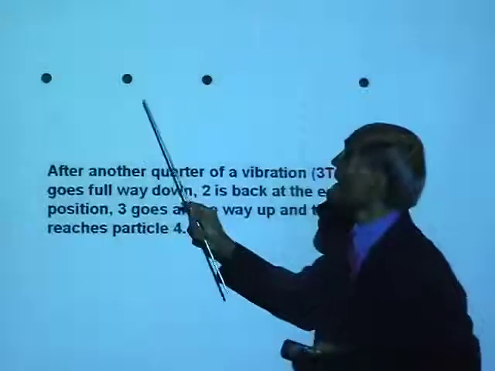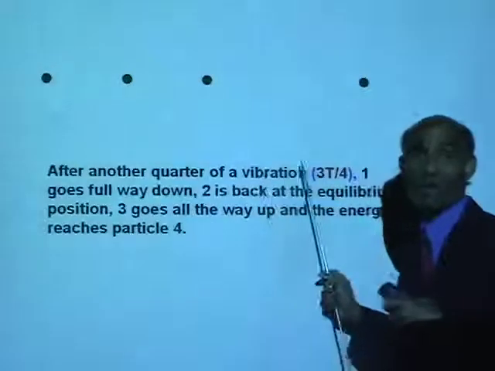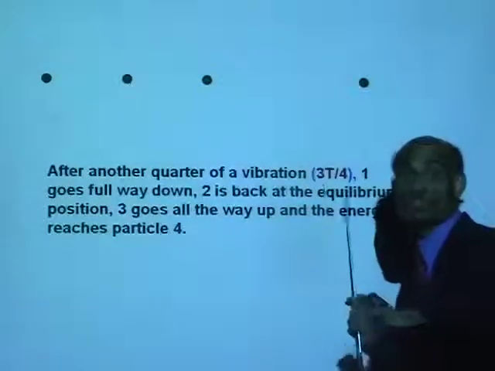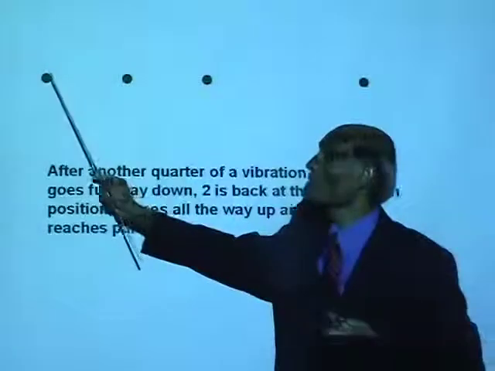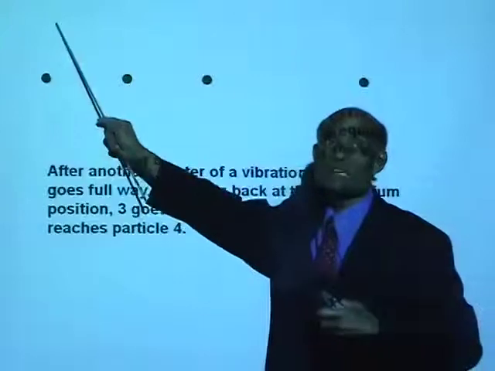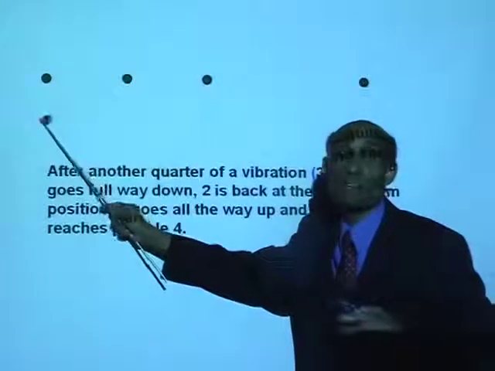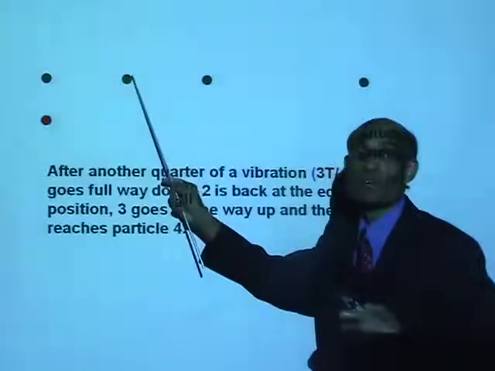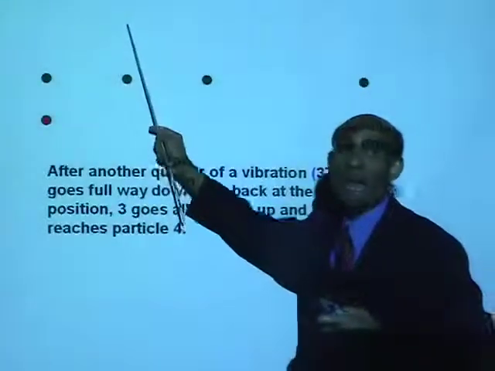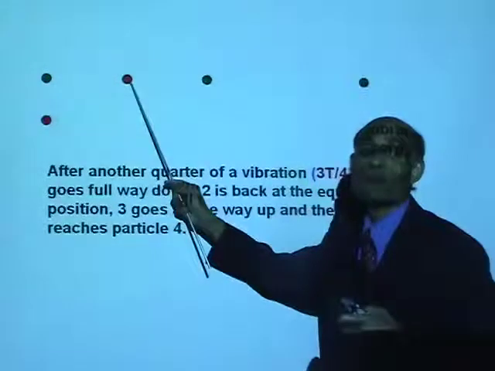Alright, what happens after another quarter of a vibration? Now how many quarters? It is now 3/4 of a vibration. So the first particle has now completed 3/4 of a vibration. Where is it now? It is at the lower extreme. Where is the second particle? It has completed half a vibration. It is at the equilibrium position. There you are.